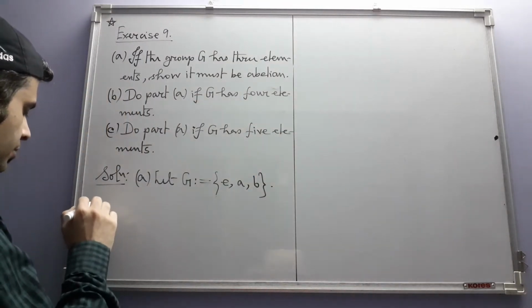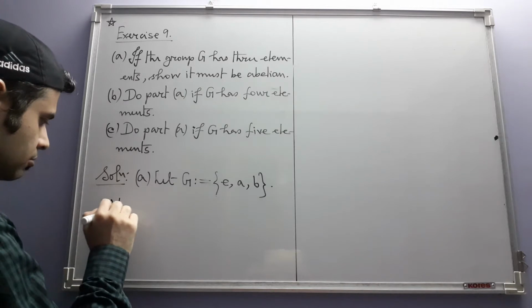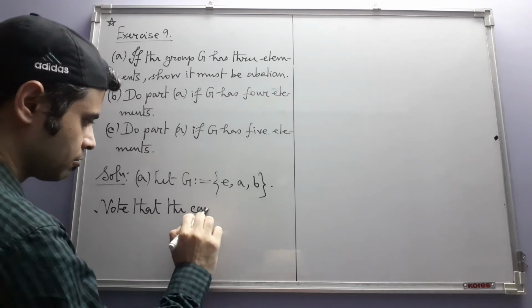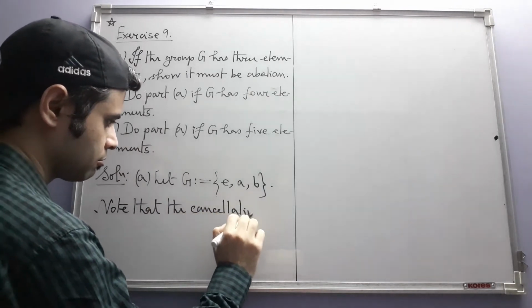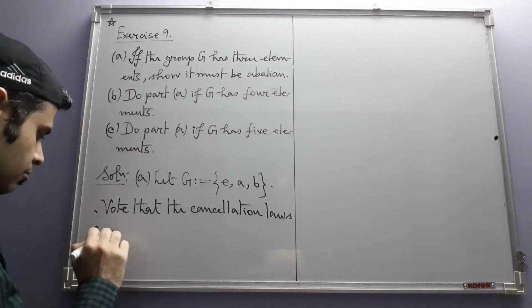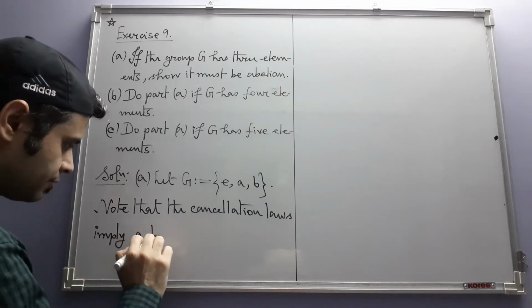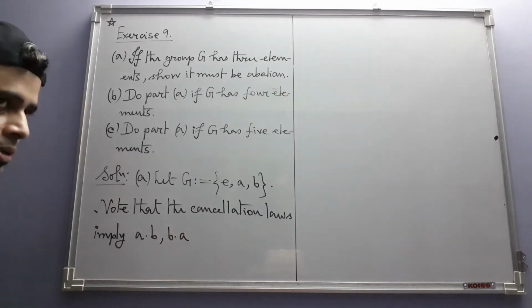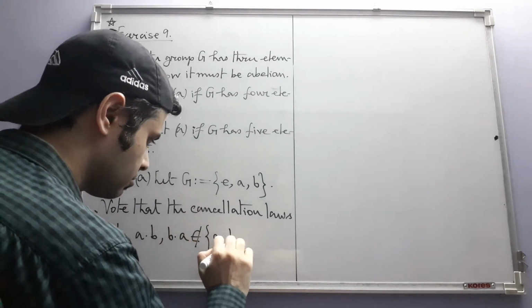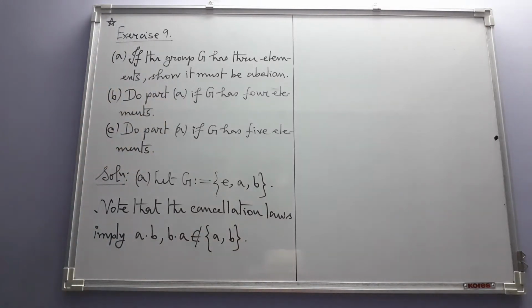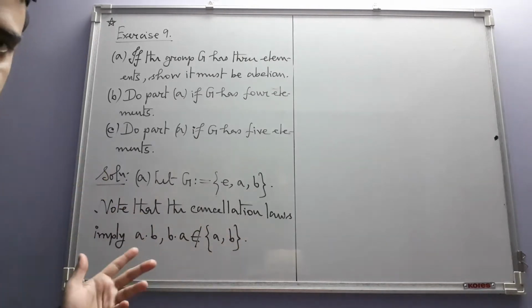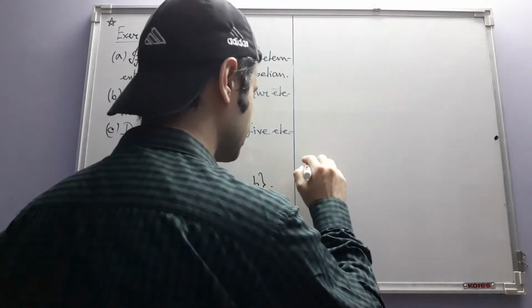Note that the cancellation laws imply that none of these elements A dot B and B dot A belongs to this set. Here also the justification is so easy that we will just leave it like this. However, I will show you why that is the case.